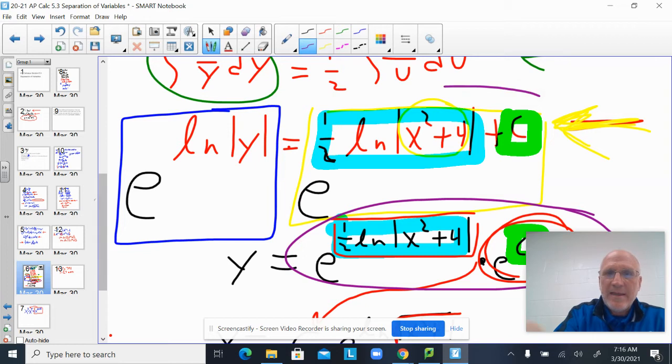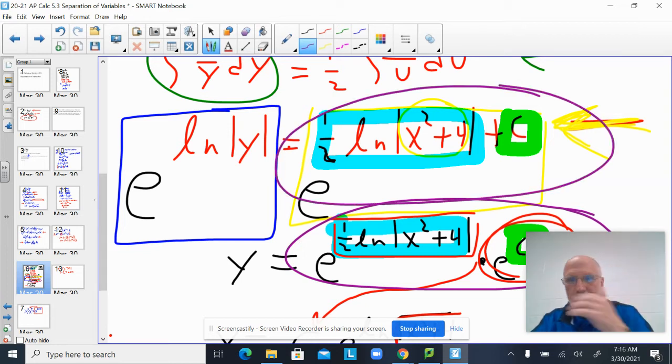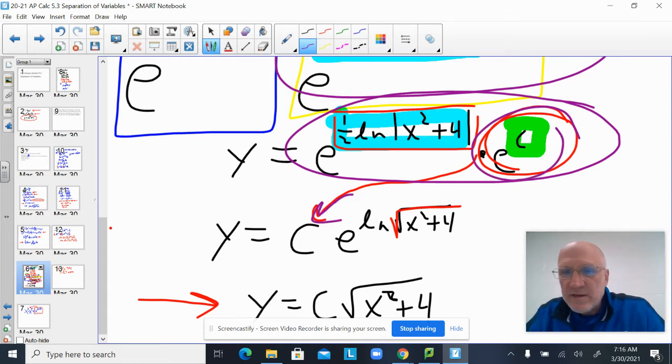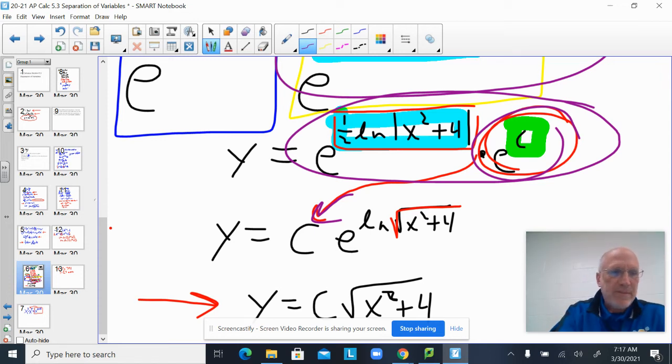higher. When you've got e to the something plus c in particular, write it as e to the first thing times e to the c. And then that e to the c over here just became my constant c. And then I use rules of logs to help simplify that. So there's that example. A little confusing, but again, that concept shows up fairly regularly.